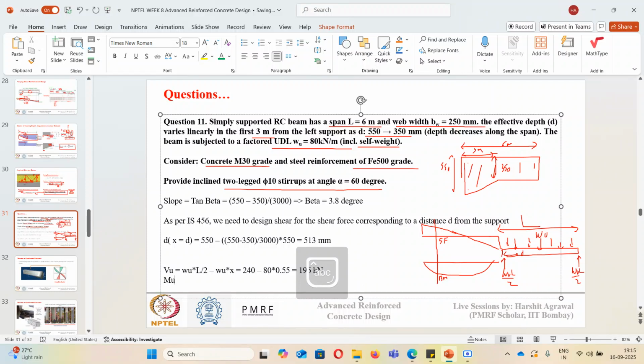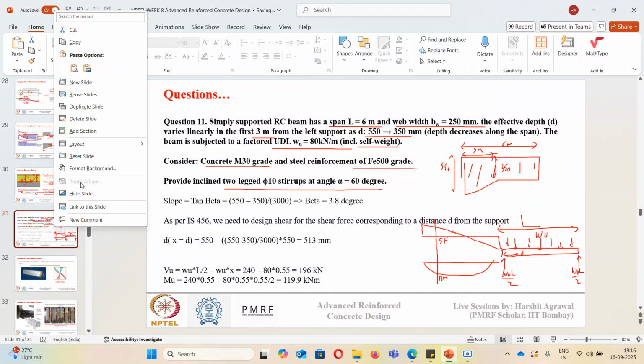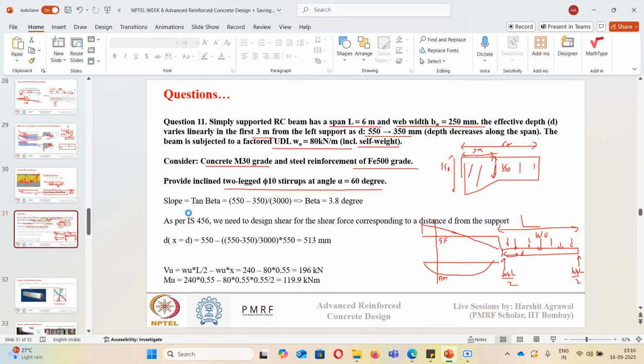And similarly, the Mu value will be the reaction force at the end A times x. So it will be 240 into 0.55 minus the effect of the UDL up to this distance, which is given by wu x squared by 2. That is 80 times 0.55 times 0.55 by 2. Upon calculation, it comes out to be 119.9 kilonewton meter. So we know Vu, we know Mu, we know the slope, and we know the distance. So what do we do ahead?